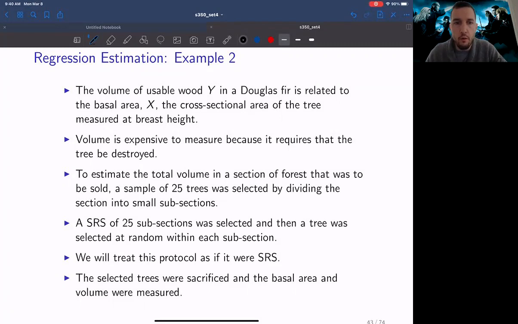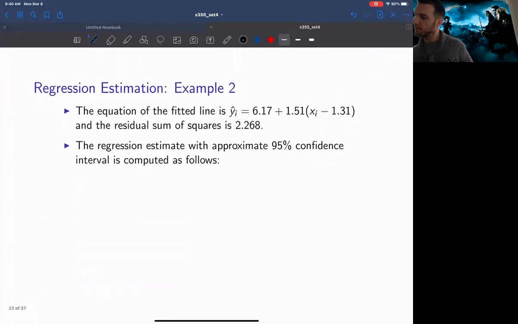Okay, so a simple random sample of 25 subsections was selected, and then a tree was selected at random within each subsection. So if we treat this protocol as an SRS, the selected trees were sacrificed and the basal area and the volume were measured. All right, so we're going to have 25 trees that were actually chosen from a subsection. That's the idea here.